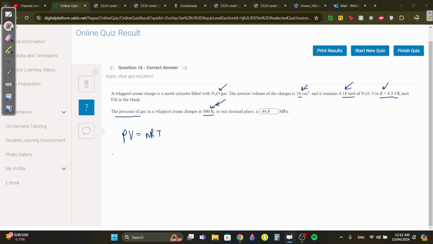So let's apply it. Pressure times the volume, which is going to be 0.01. Why? Because this has to be in dm cube, right? You can't use cm cube, so you divide by 1000 and you get 0.01. Equals the moles, which is 0.18, times R, which is 8.3, times the temperature 300, and you're going to end up getting, let me do it on my calculator.